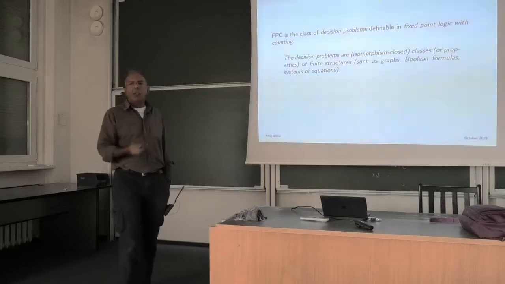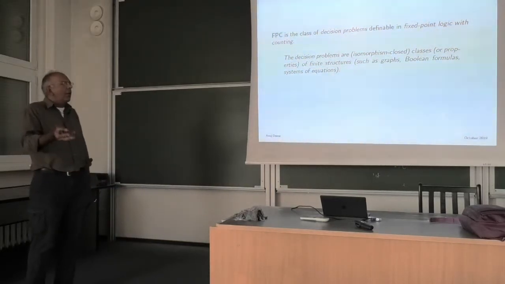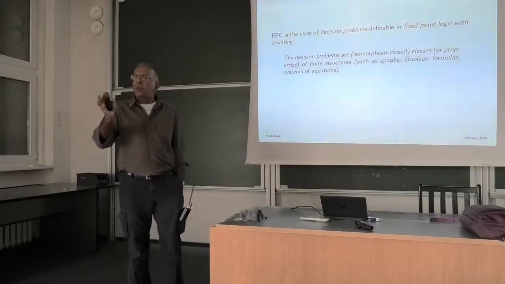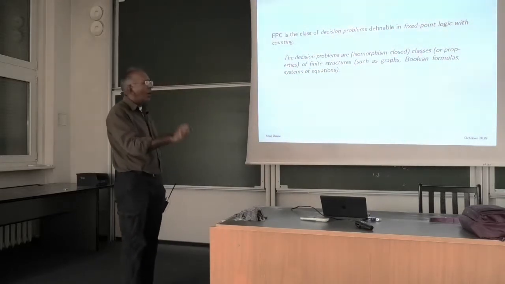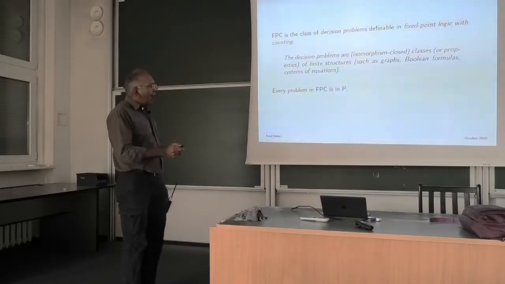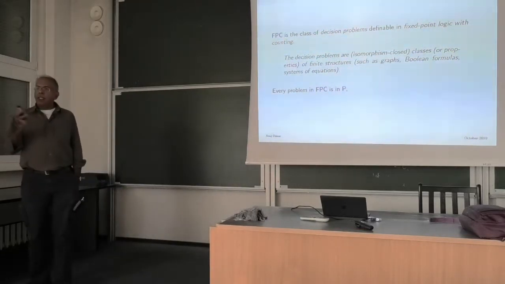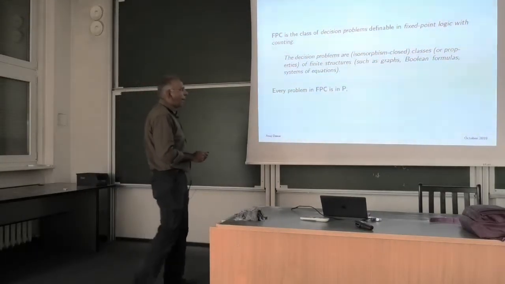Decision problems are always isomorphism closed classes of structures. I said finite relational structures, but you know, finite structures include things like graphs, Boolean formulas, systems of equations. These are the sorts of examples I will have of problems. Graphs most commonly. Every problem in FPC is in polynomial time, but the converse is false, and we will see this. Okay, there are polynomial time problems which are not in FPC.